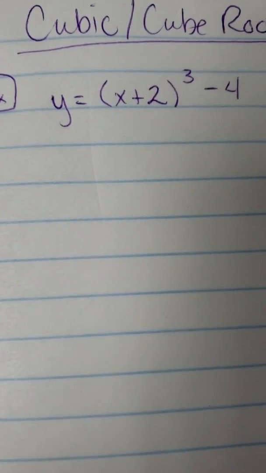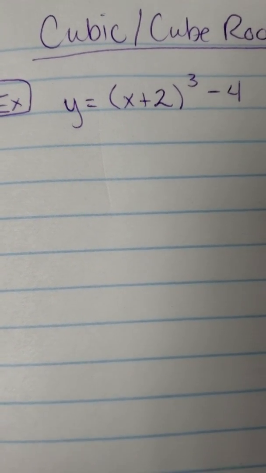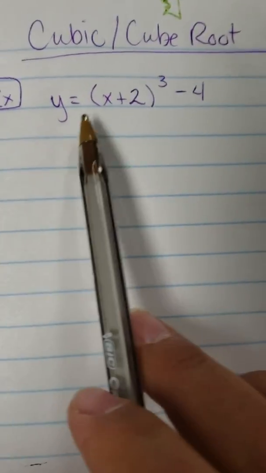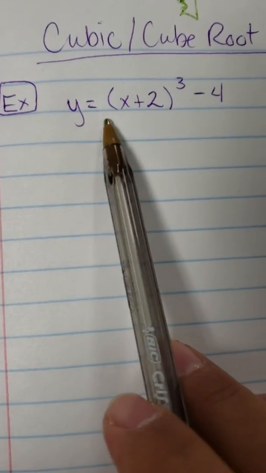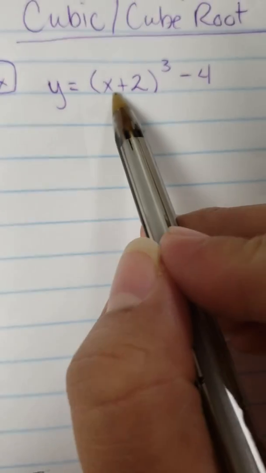Okay, so let's say, for example, you have y equals x plus 2 cubed minus 4. And we're trying to find the inverse of this. Well, you should know that the inverse is going to be a cube root, which looks something like this, the little kind of like a square root with the 3. We're going to do that with this, but if you remember from last semester, there are some steps that we have to do. So before you do anything, we're going to go ahead and switch x and y.